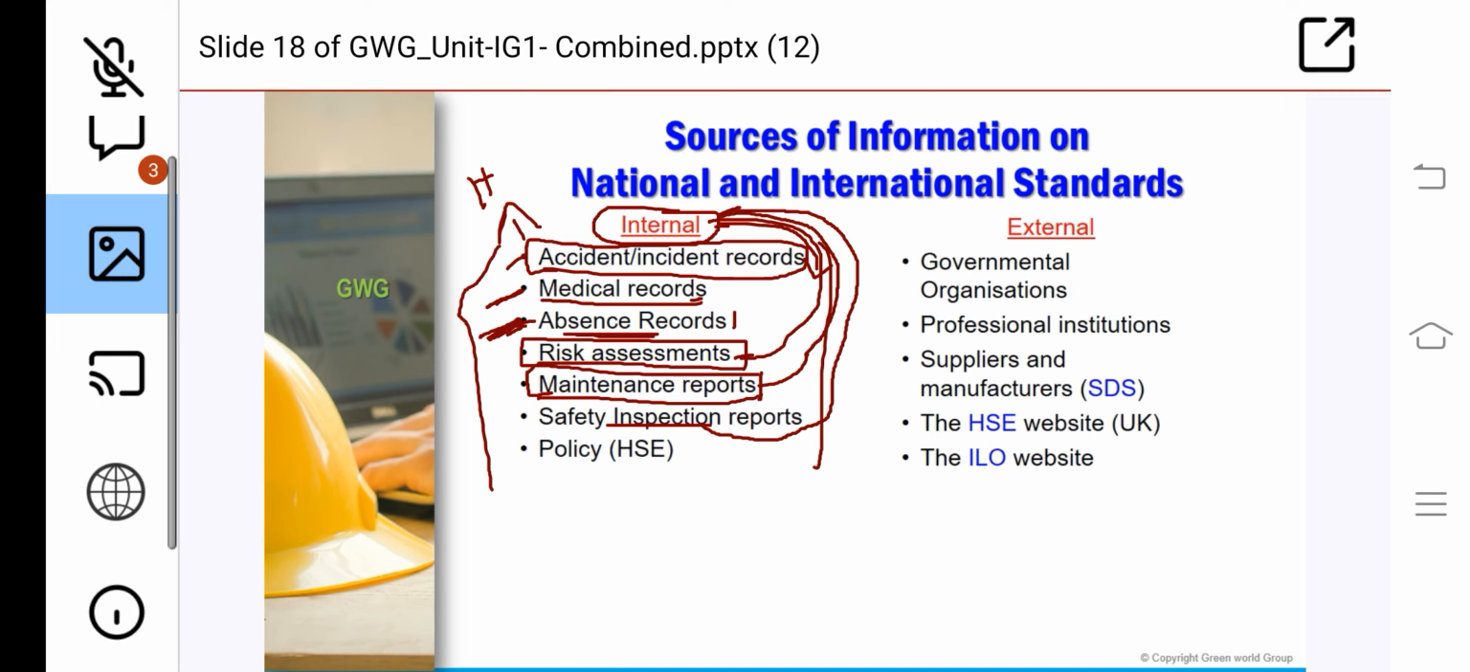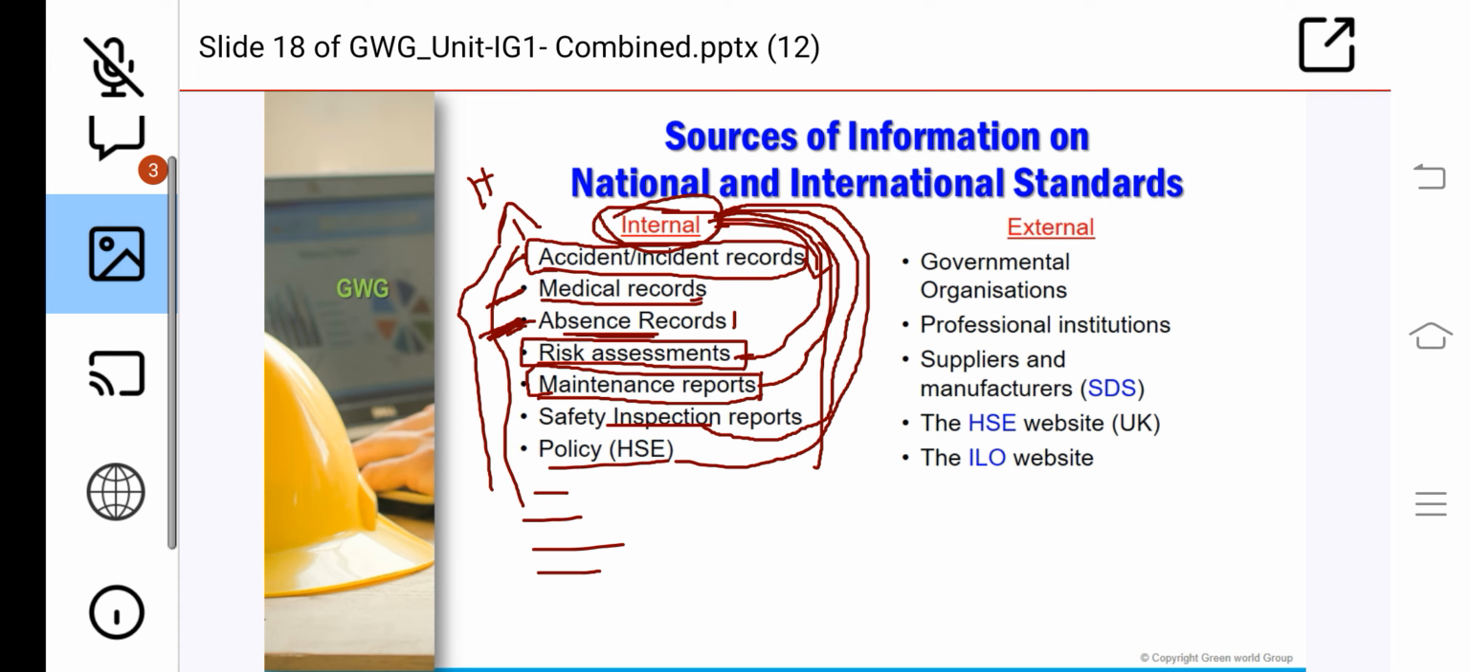Internal sources of information mean health and safety information. The health and safety policy of the organization is an internal source of information. Not only this, but there could be lots of documents related to health and safety that can be considered as internal sources of information.